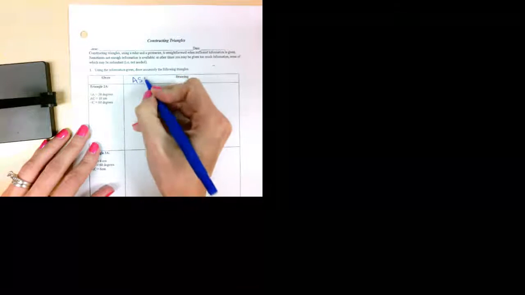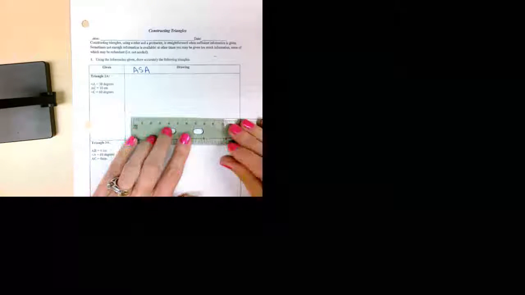The next example I'm going to do is when we are given angle, side, angle. These are the problems where you're going to need to use a protractor and a ruler. Every triangle that you're going to construct needs to start off with the one side that you're given. In this case, we're told angle A is 30 degrees, side AC is 10 centimeters, and angle C is 60 degrees. So I'm going to draw a side AC.